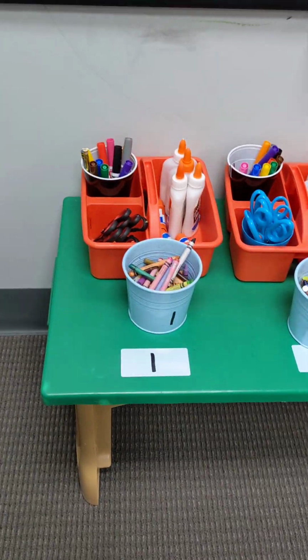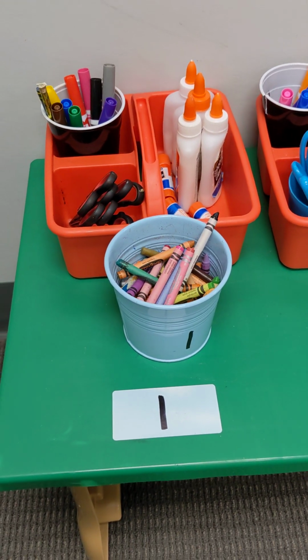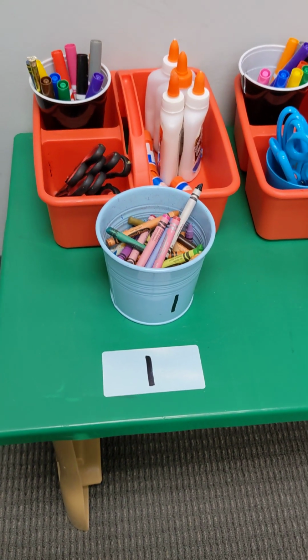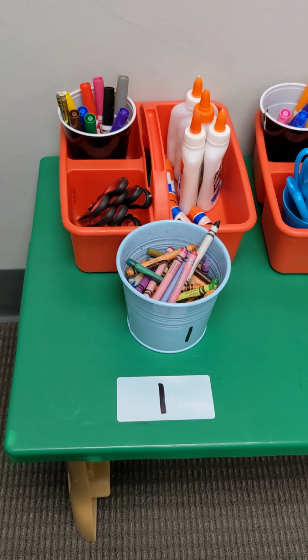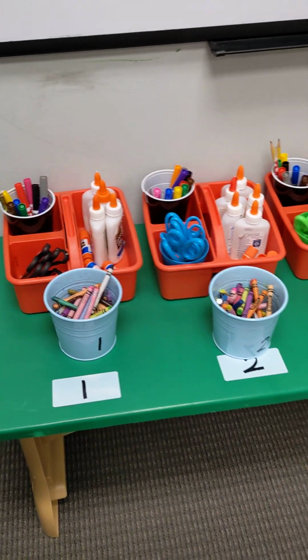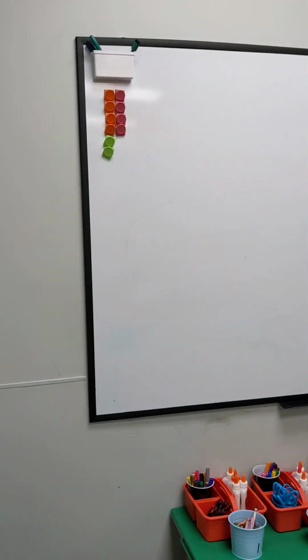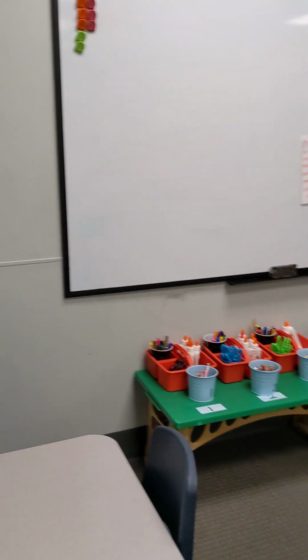So each group is the same. They're all labeled with their numbers. The bucket is a 1, and also the crayon tin is a 1 as well. They have markers and pencils, scissors, glue sticks, and liquid glue, as well as crayons. And we try to keep those organized so they know where their materials are. The dry erase board, unless it's a special activity, is not typically used by anyone other than teachers.